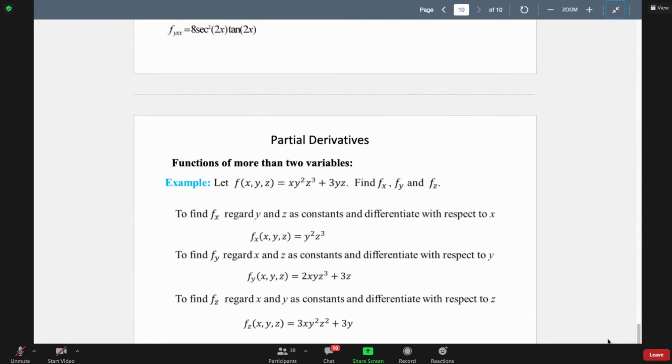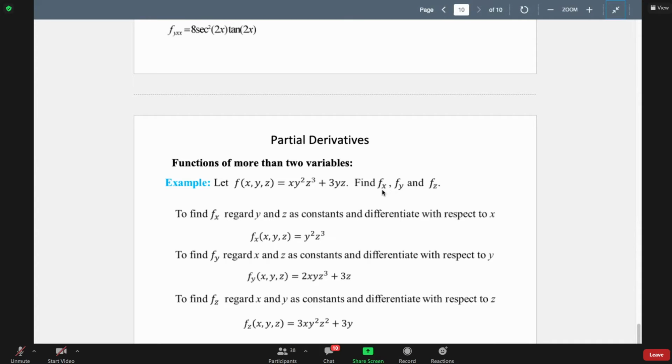So again, we were talking about 2 variables, but of course you can generalize everything to 3 variables and any number of variables. So here is an example with 3 variables. We have a function f whose independent arguments are x, y, and z. So this function is x y squared z cubed plus 3yz. That's the function example. And now find f of x, f of y, f of z.